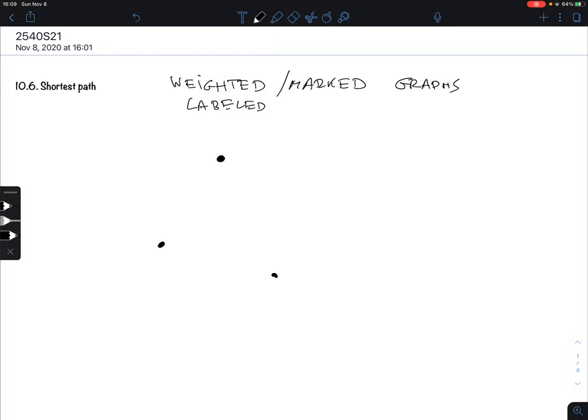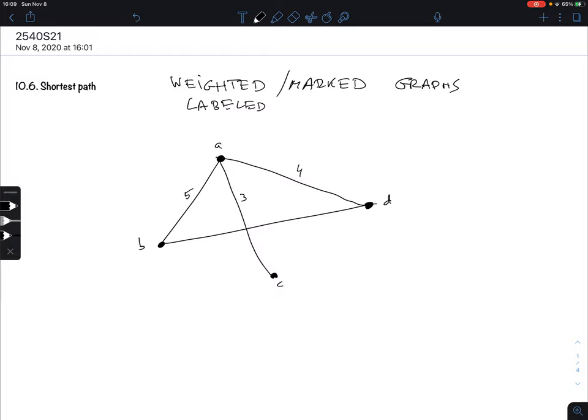So let's start with a graph with four vertices. Suppose we have this graph here. That's a simple graph, right? By the way, it doesn't have to be a simple graph in the technical sense, but I'm going to only concentrate on simple graphs. But what is weighted or labeled or marked is that, so we have A, B, C, and D. Sometimes we give names to these edges, right? But often we don't. But it's something else now. We're going to give a label, and very often it's a number, to every edge. So for instance, 5, 3, 4, and 7.